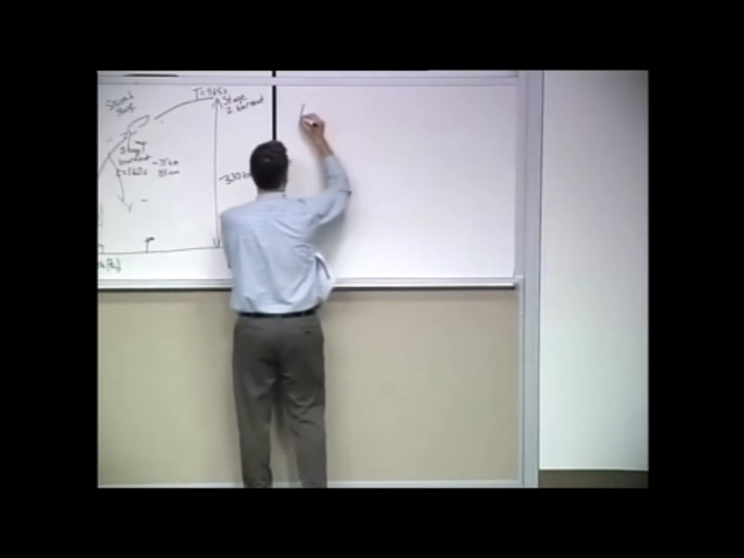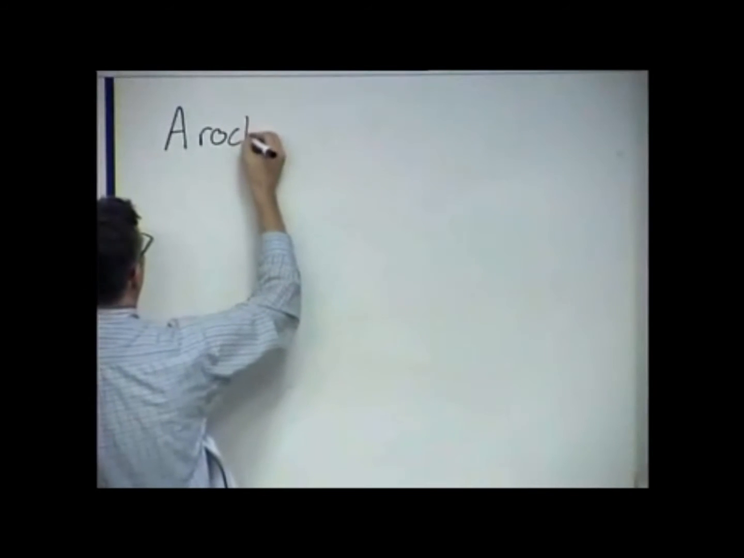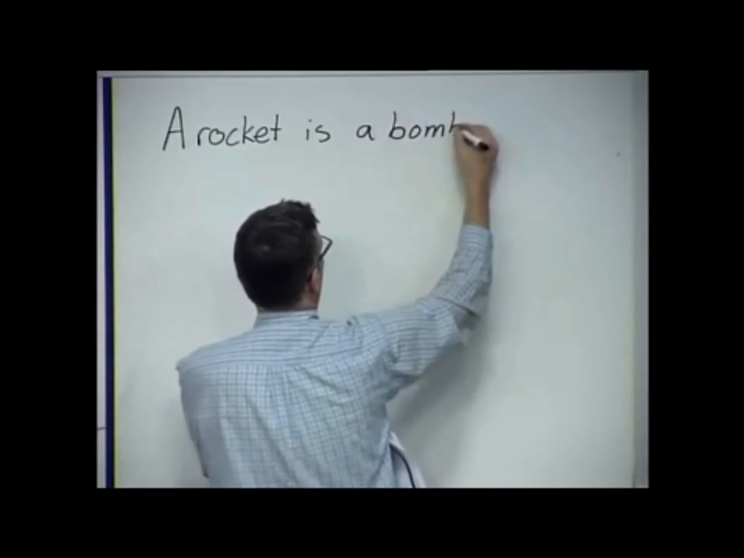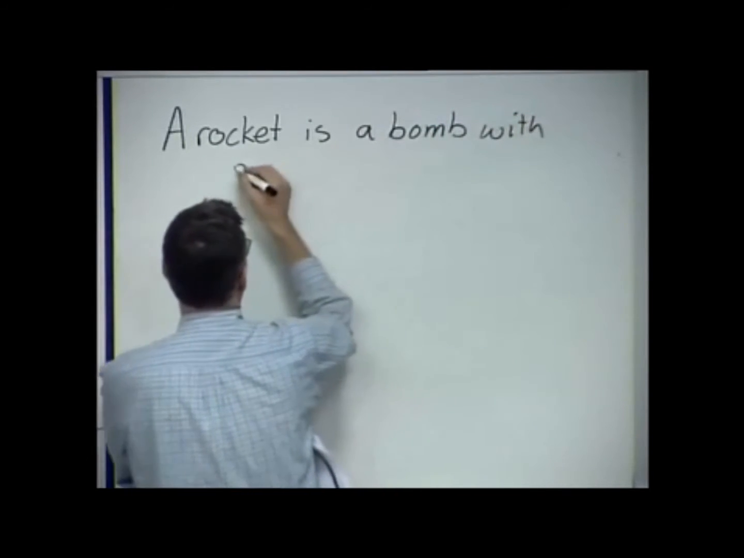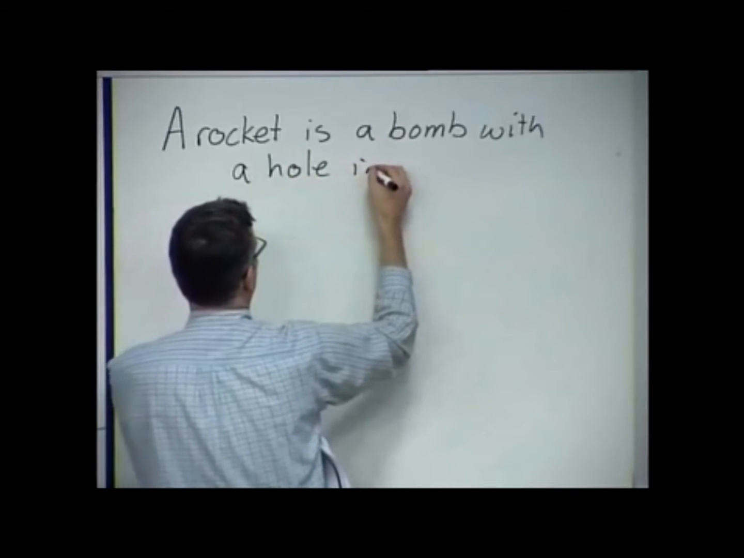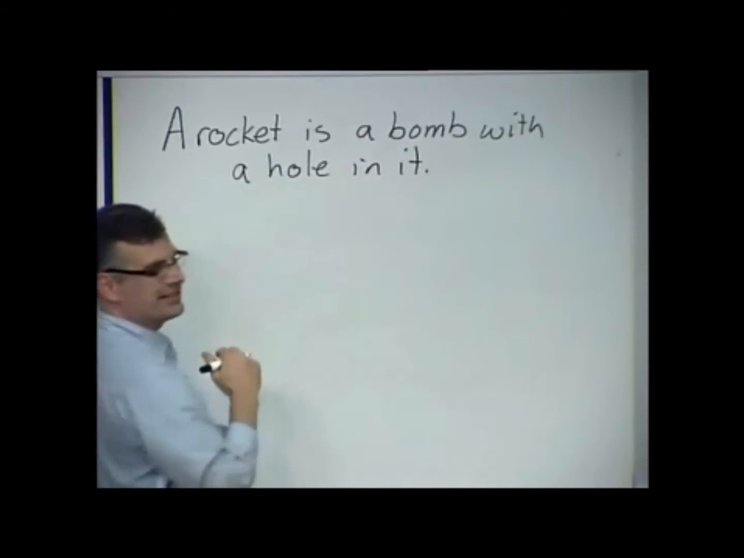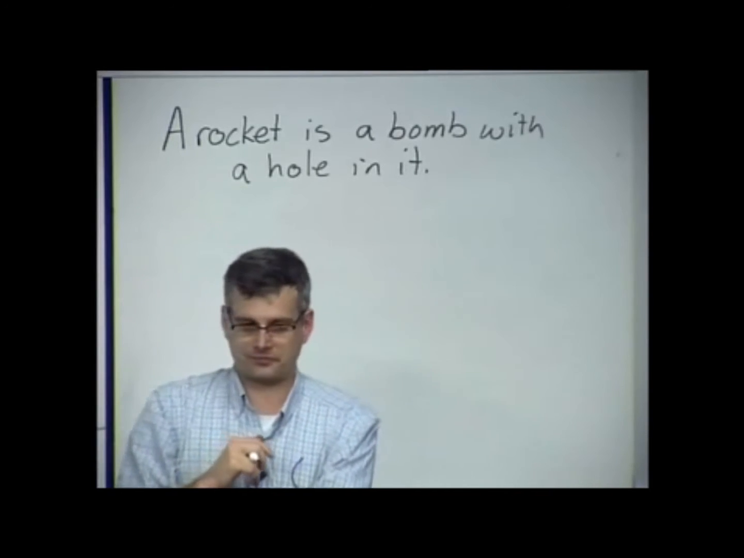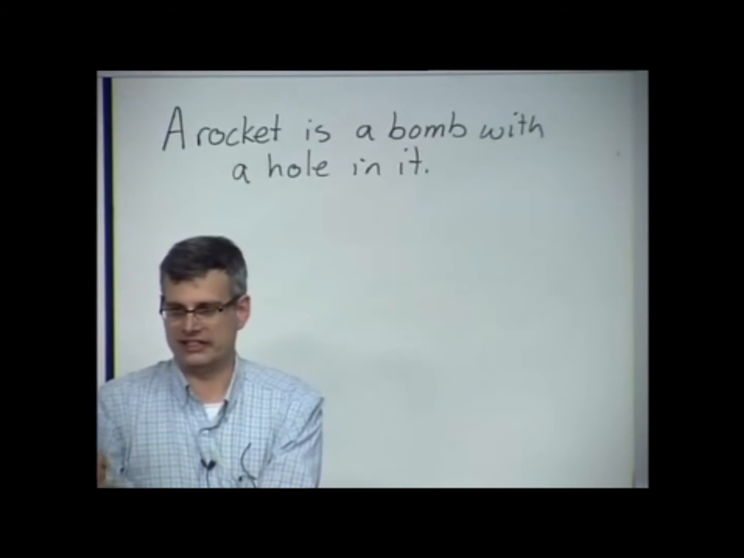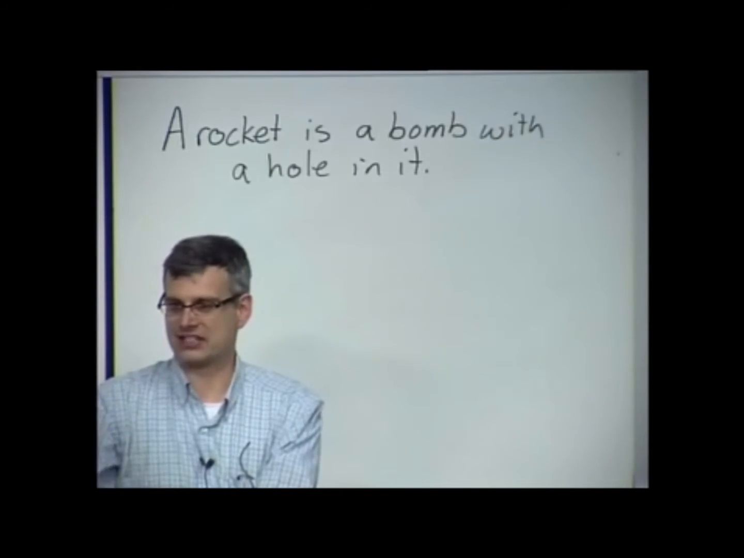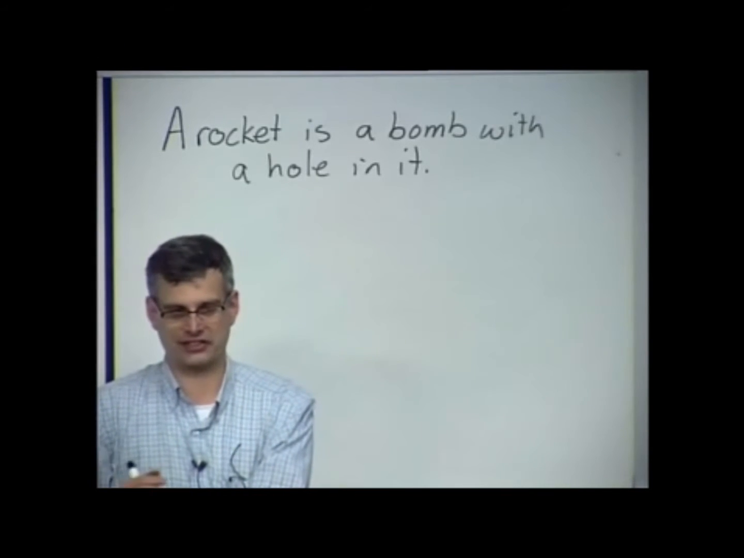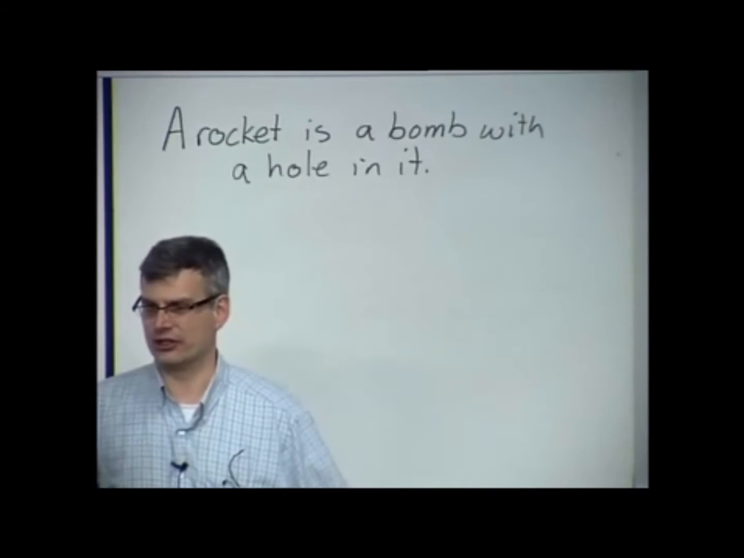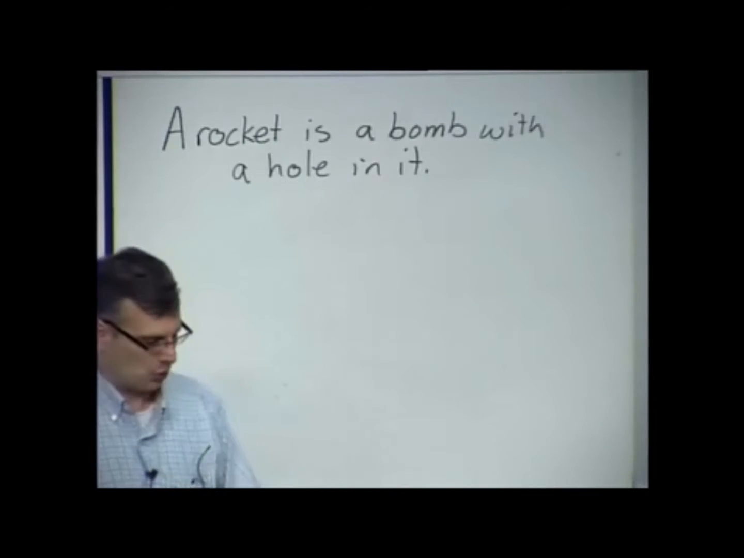This is all you need to know. A rocket is a bomb with a hole in it. Chemically, it's very hard to tell the difference between the two. It just so happens that there's a hole in the rocket, and the mass gets shot out at very high velocity, and that's what actually gives you the thrust. But chemically speaking, what goes into making a bomb and what goes into making really good rocket fuel is almost the same.